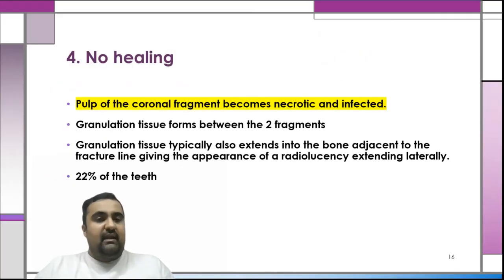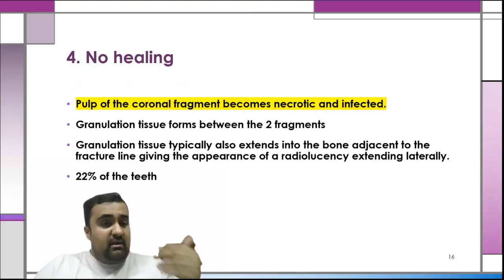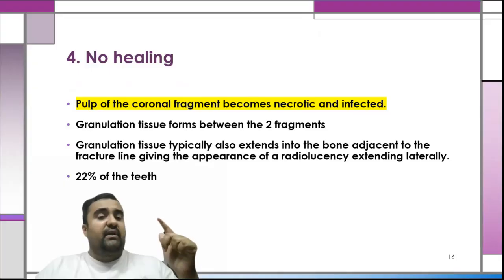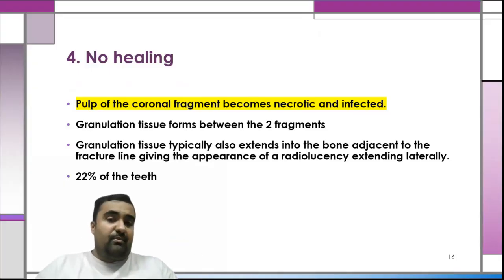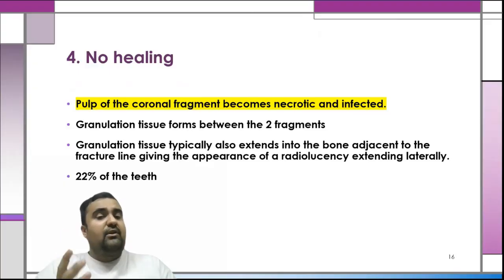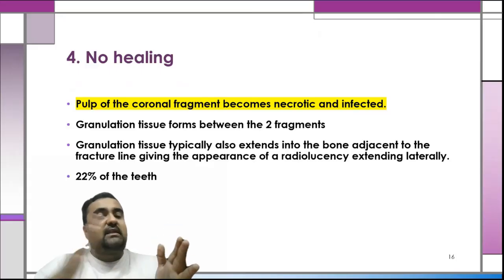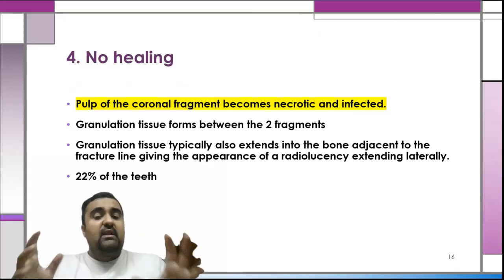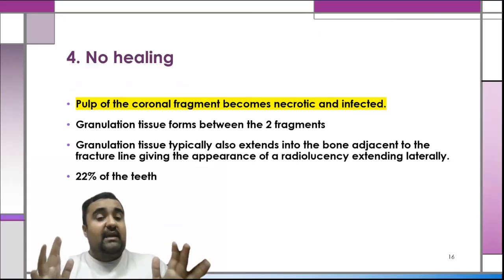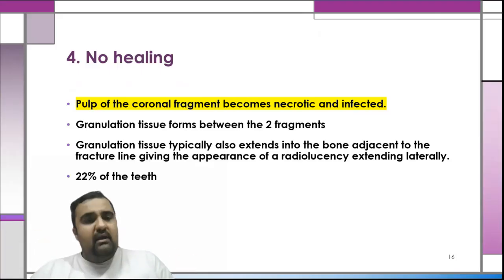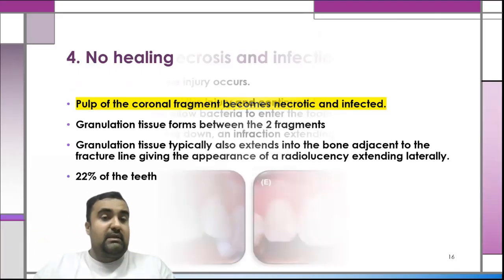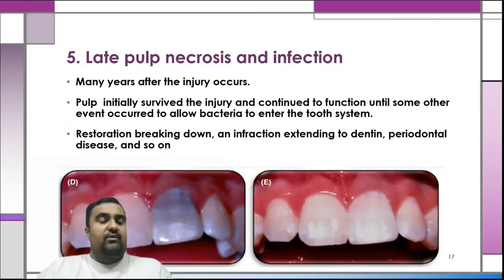Next is no healing. The pulp of the coronal fragment becomes necrotic and infected. Here, 22% of the teeth are affected, where granulation tissue forms between the two fragments. Correct? And granulation tissue typically extends into the bone adjacent to the fracture line, giving the appearance of radiolucency extending laterally. So, lateral radiolucency is seen in this type of response.